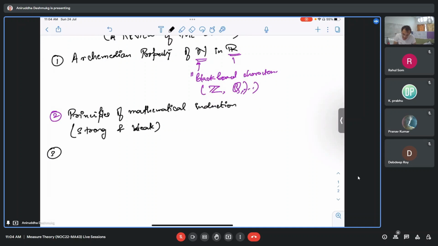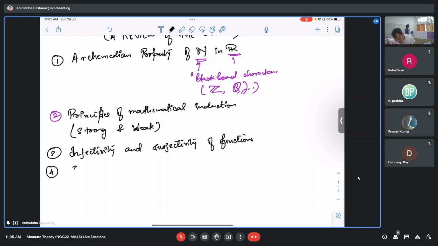The third thing which we will look at is the injectivity and surjectivity of functions. And the fourth thing which we will look at are set operations, especially infinite union and infinite intersection.